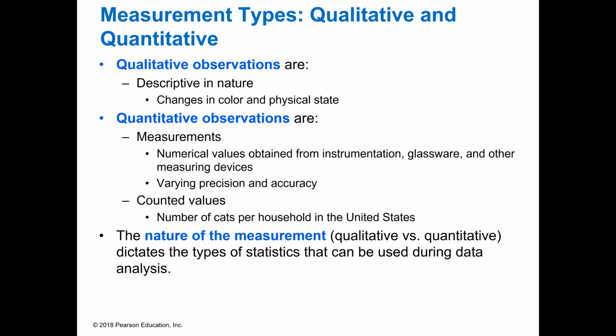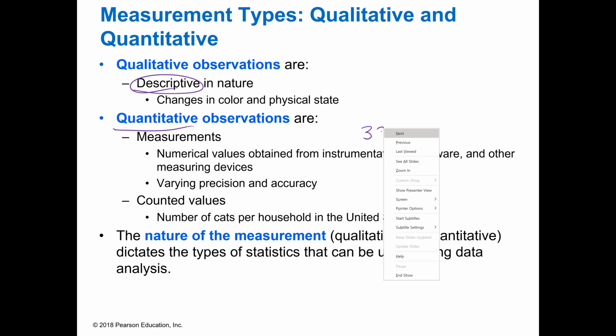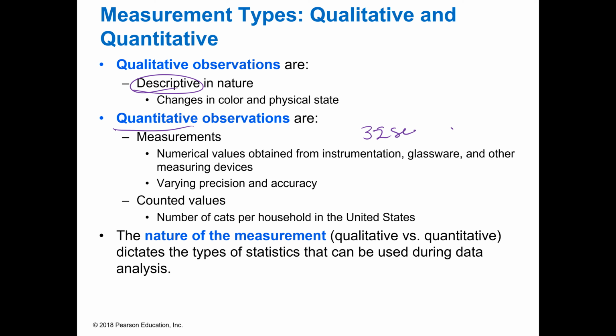There are two ways you can look at a measurement or an observation. One is qualitative and one is quantitative. If it's quantitative, that means you're counting something or measuring something specific. Qualitative observations are descriptive. So if I'm watching a reaction and it goes from green to blue, that is a change in color. That's qualitative. But then if I tell you that it took 32 seconds to change color, then that is a measurement.